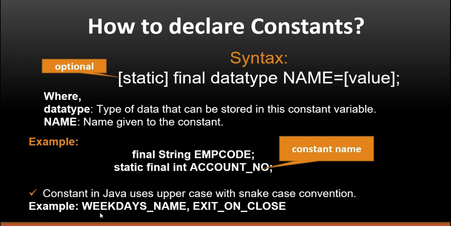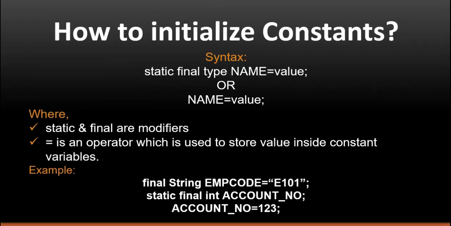So here are a few examples. I am creating a constant for weekdays. So I am going to write WEEKDAYS underscore NAME. And suppose there is a constant EXIT underscore ON underscore CLOSE. I am using snake case convention, that is, if it consists of more than one word, then I have to connect all words using the underscore sign. Next is how to initialize constants in Java. So the syntax for initialization of a constant in Java is very much similar to initialization of your normal variable.